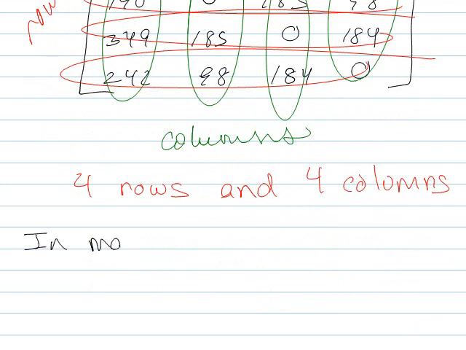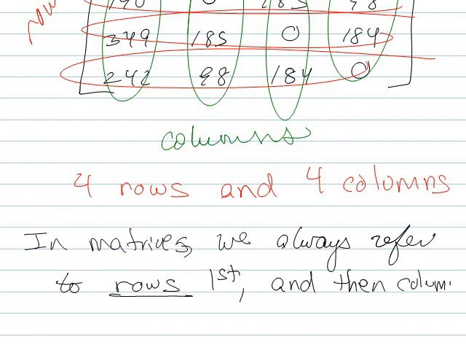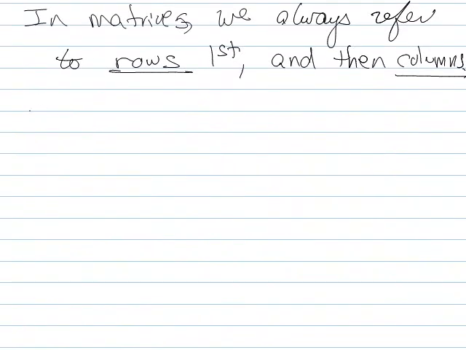Now make sure you got this down. When we're talking about matrices, we always refer to rows first and then columns. Okay, rows first and then columns. So this is important. Let me give you a definition here.